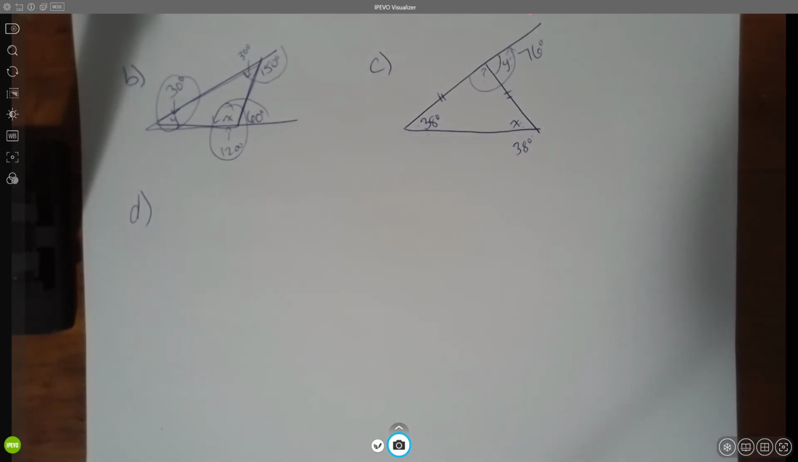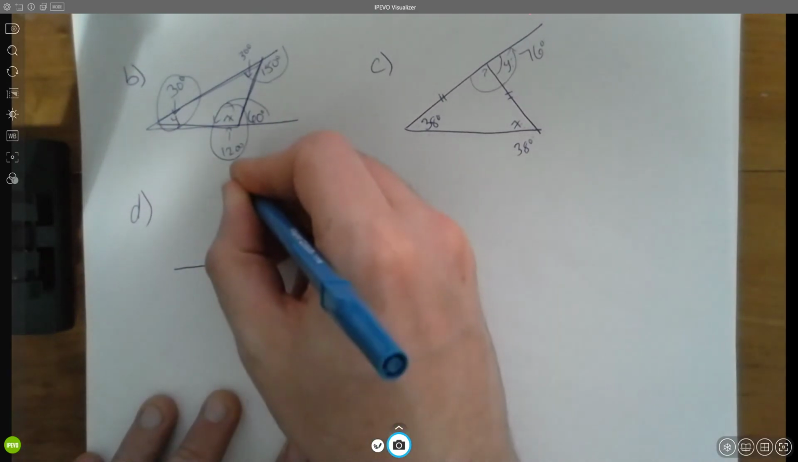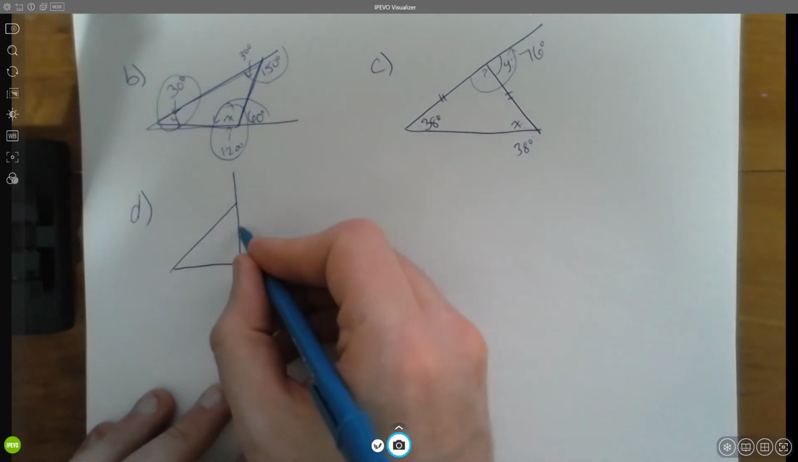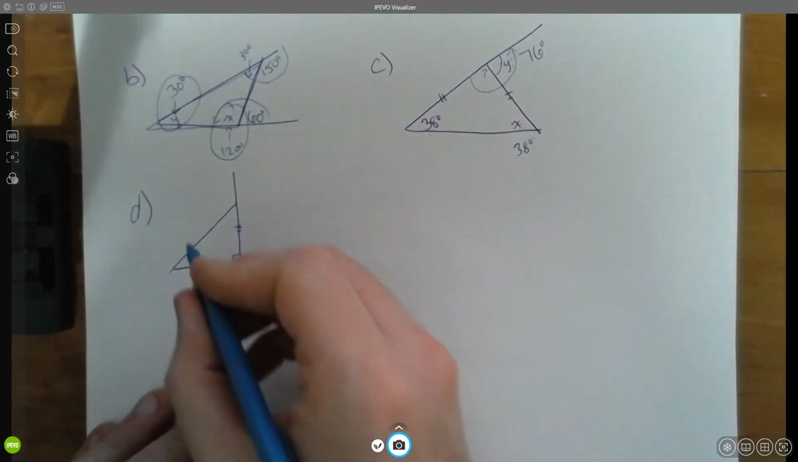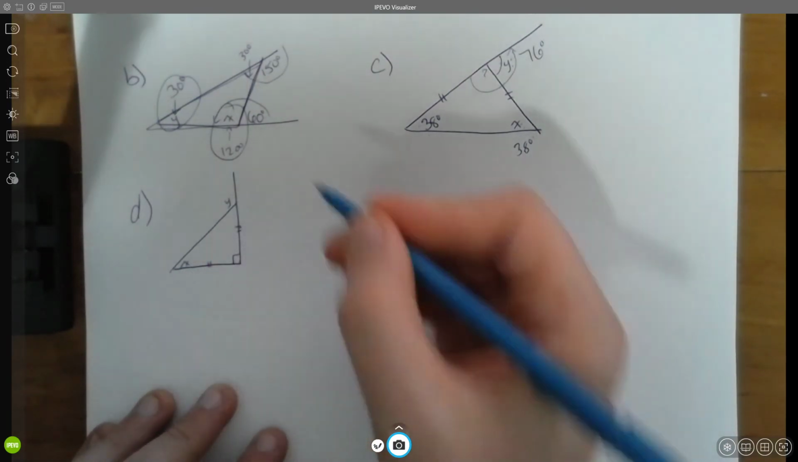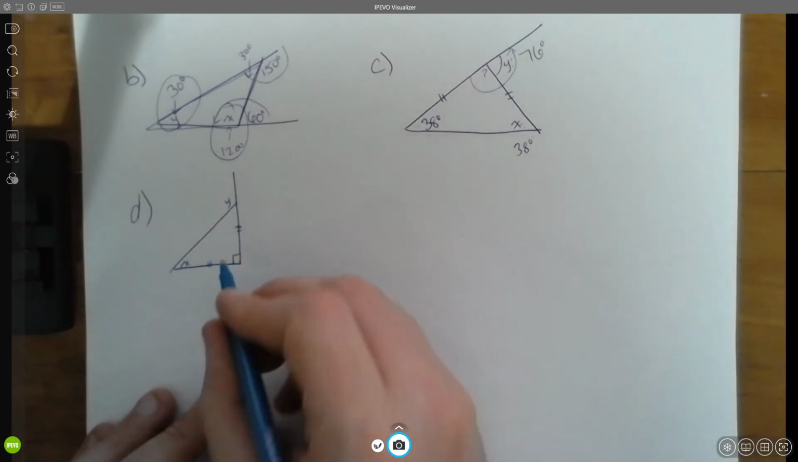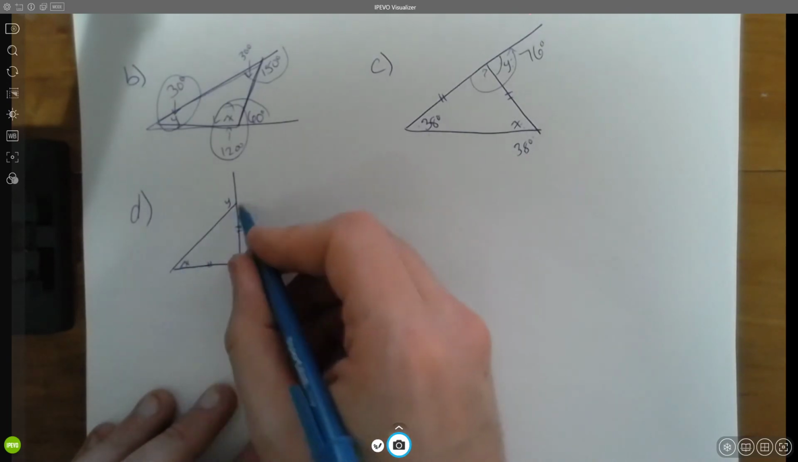D, our final question here. We have a couple of bits of information. One, we know that we have an isosceles triangle, and we know that we have a right angle triangle. We're asked to figure out x and y, and that's all the information. We don't actually have any specific numbers for angles. But using that information, we know that this has to be 90 degrees. These have to be the same.